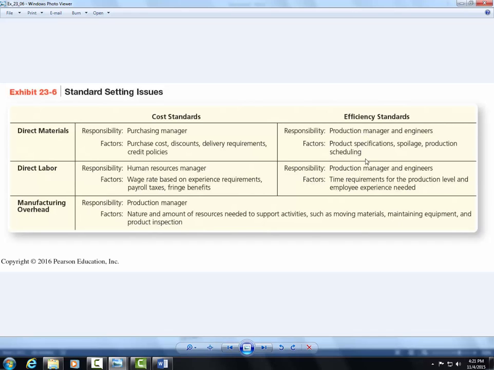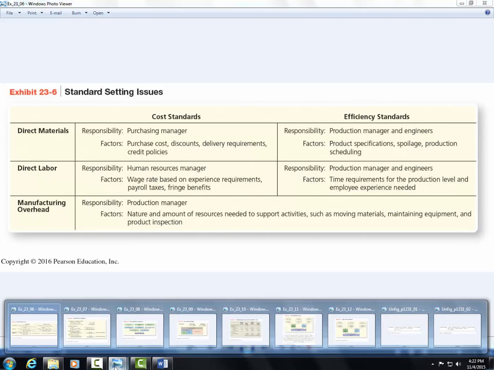The accounting department would help create those efficiency standards after consulting with the production managers and the engineers to see either the time requirements it's going to take for your employee to produce it, or how much wax it normally takes to produce it, considering the spoilage that you may have. You can also develop these standards for manufacturing overhead, but we're going to concentrate on direct materials and direct labor for our purposes.